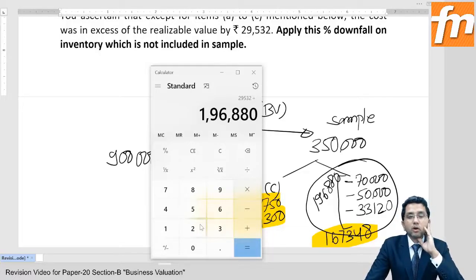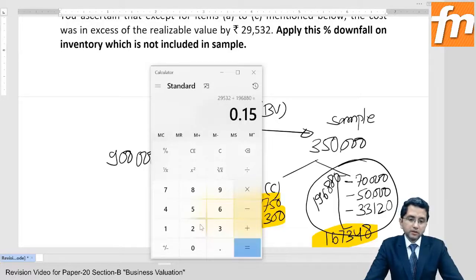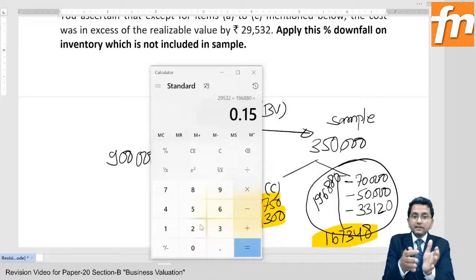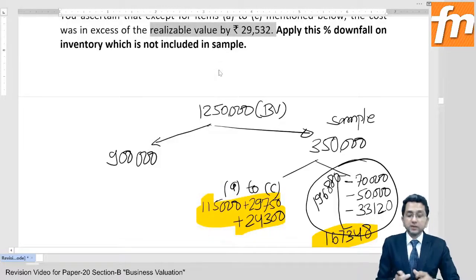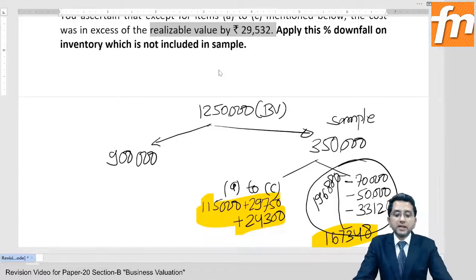196,880 is the book value of remaining items after deducting special items. Book value of remaining item. And on that, there is a loss of 29,532. So this is 0.15. That is 15%. Okay. So except special items, your sample has reduced by 15%. Therefore, the whole population should be reduced by 15%.